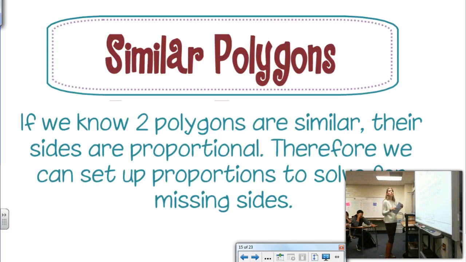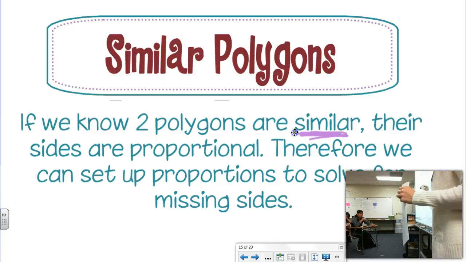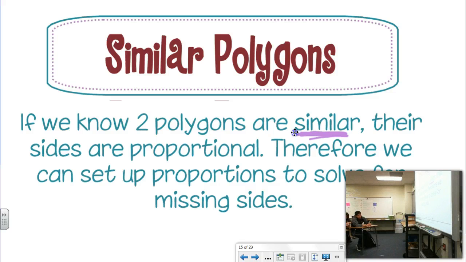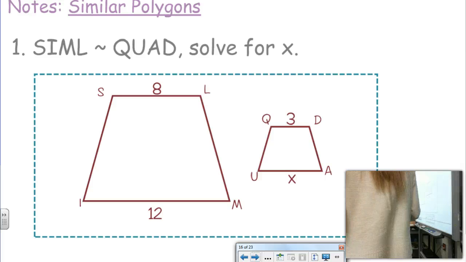Okay. If two polygons are similar, fill in the blank. Because if they're not similar, just throw this out the window. None of this works at all. They've got to be similar to start with. Then their sides are proportional. Therefore, we can set up proportions to solve for missing sides. So those are your three words: similar, proportional, proportions. Let's actually solve something. We haven't done anything today yet, just tried to discover things.